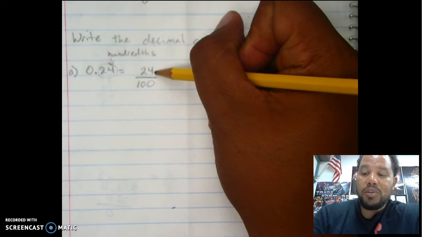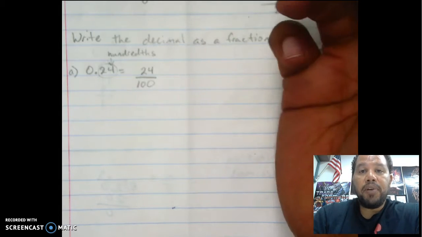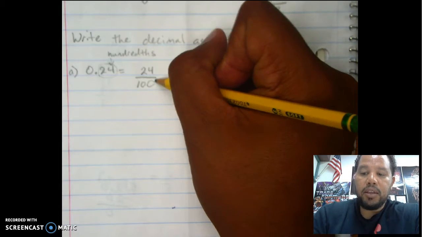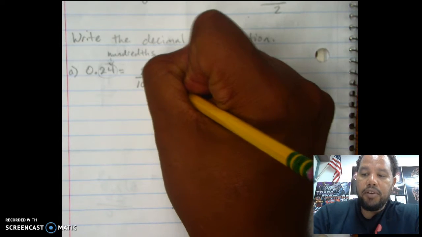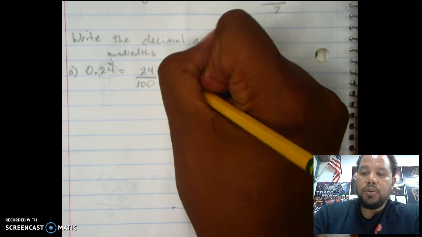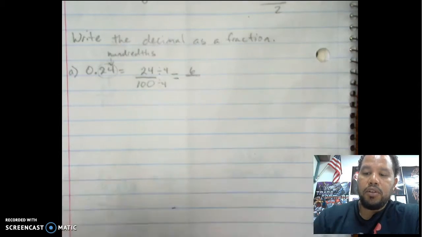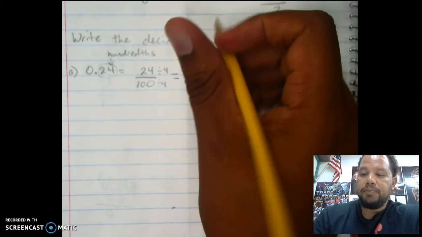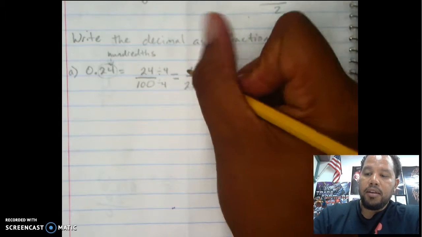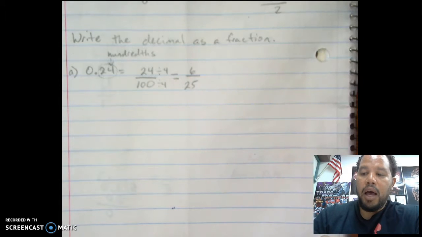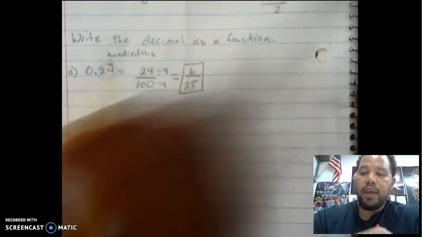Now, sometimes we are able to reduce or simplify our fractions. And we can do that with this one by deciding both of these have a common factor of 4 that can go into both. So 24 divided by 4 is 6. 100 divided by 4 is what? 25. And there are no other common factors here, so we would just leave this as 6/25 as a fraction in simplest form.